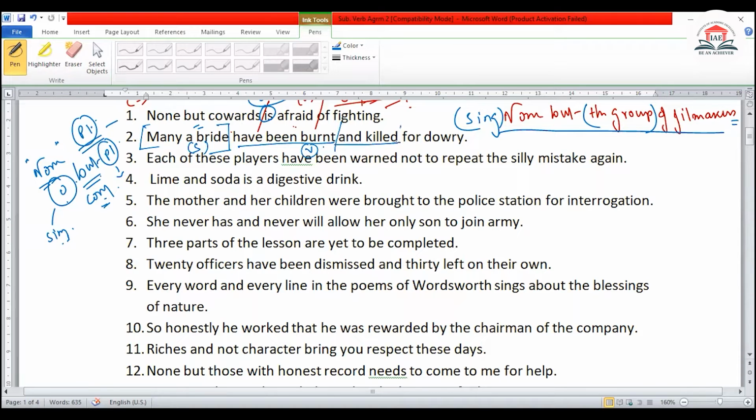Sorry, burnt and killed. Sorry, I missed it. Okay, for dowry. So this is the object portion of the sentence. Now the thing is, whether my subject is singular.